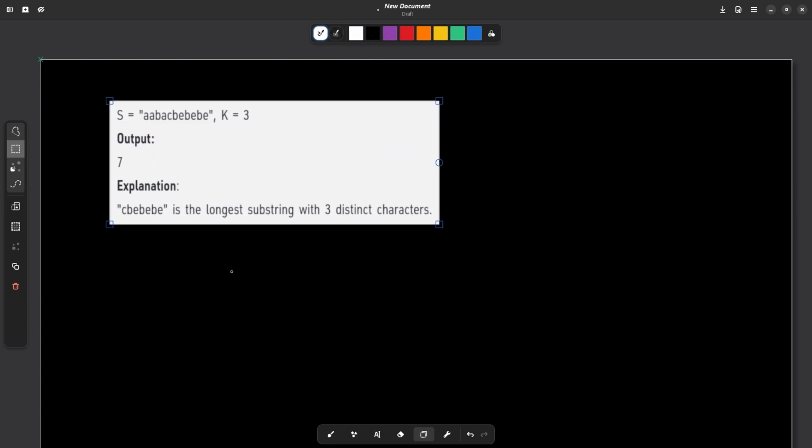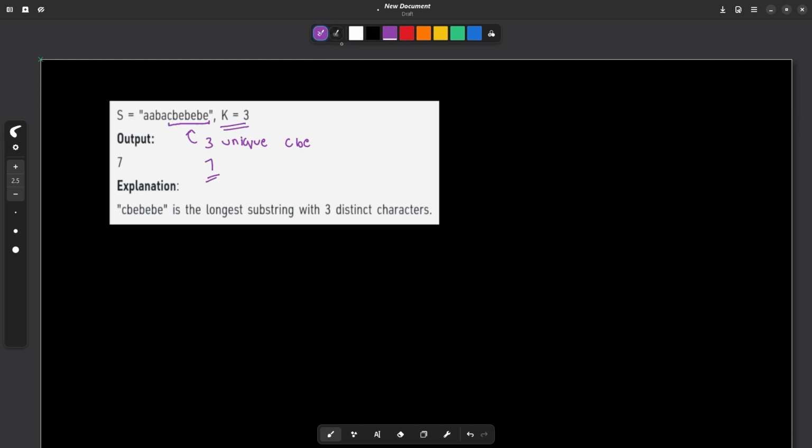You see that the answer for this particular test case is CBEBEBE. So I believe this is this particular substring. So now you see a couple of properties about this particular substring. First of all, it has 3 unique characters, and those are C, B and E. The second thing is it has a total of 7 characters, and this will be the maximum among all the substrings. So we have to find the longest substring such that the number of unique characters is exactly equal to k, right? So we have to make them exactly equal to k, not less than k and not greater than k.